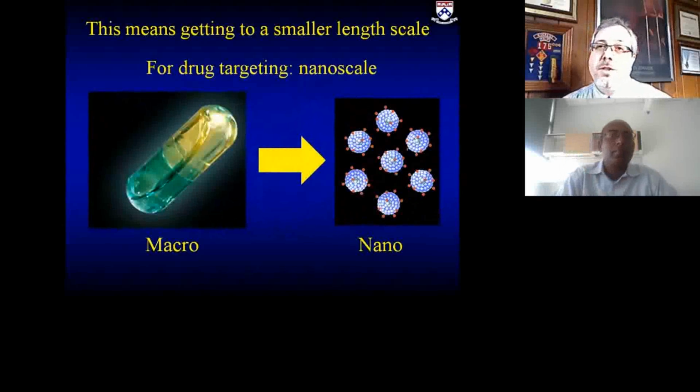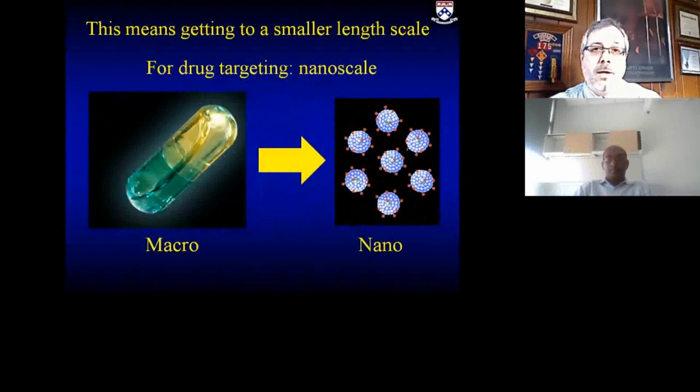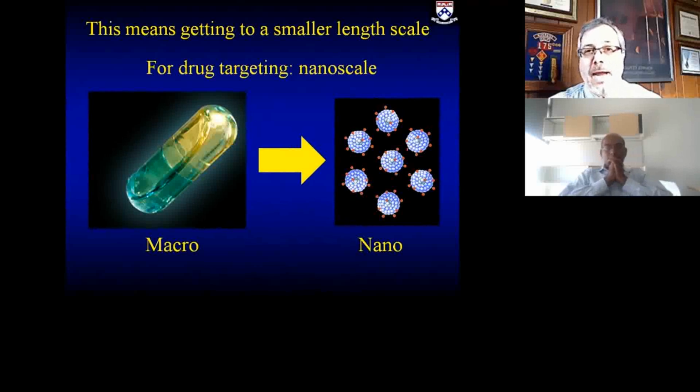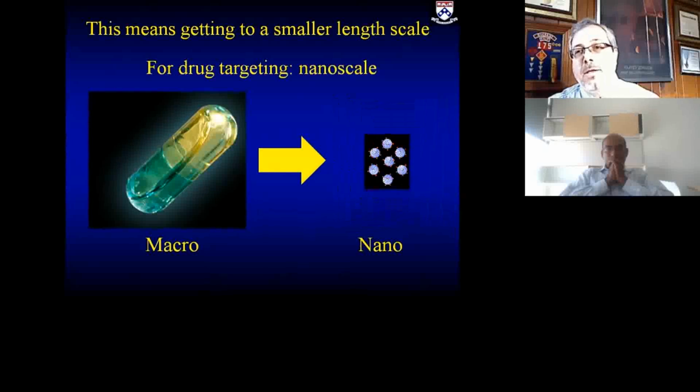And so this means being able to get to a much smaller length scale in drug delivery. And for targeting in specific, it means we have to work at the nanoscale, because that's the molecular length scale at which binding and uptake and so forth into cells occurs. And so while we typically take drugs at home on the macro scale, the future is in being able to use the nanoscale so that things are at the very smallest length scale to be biologically relevant.